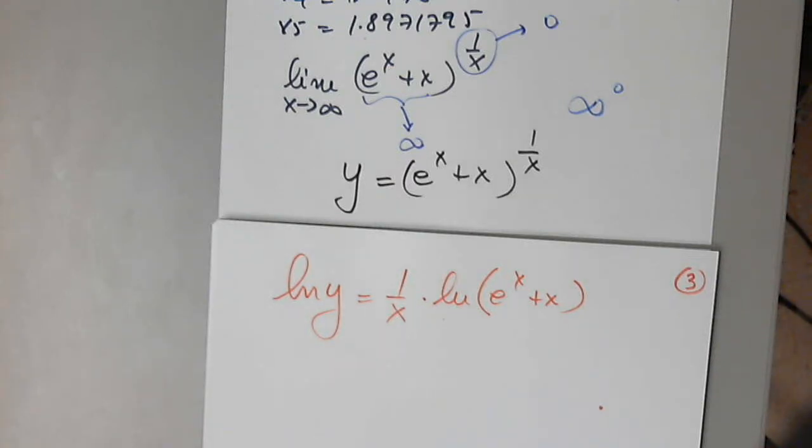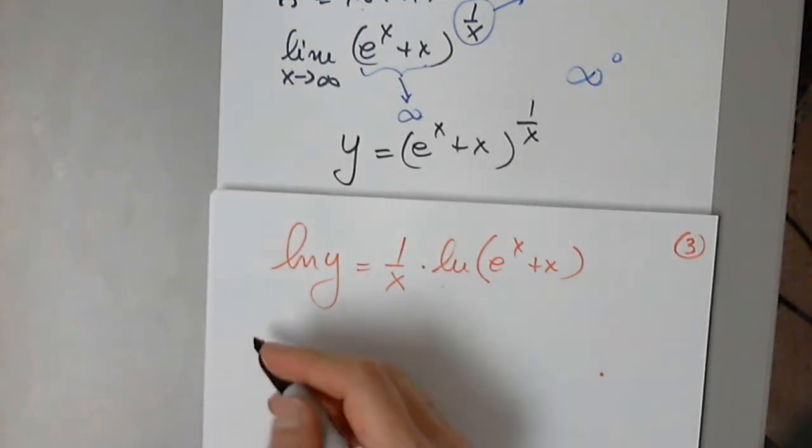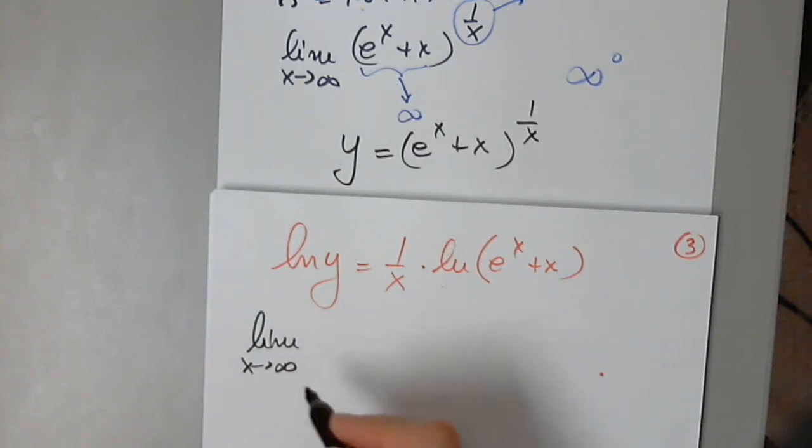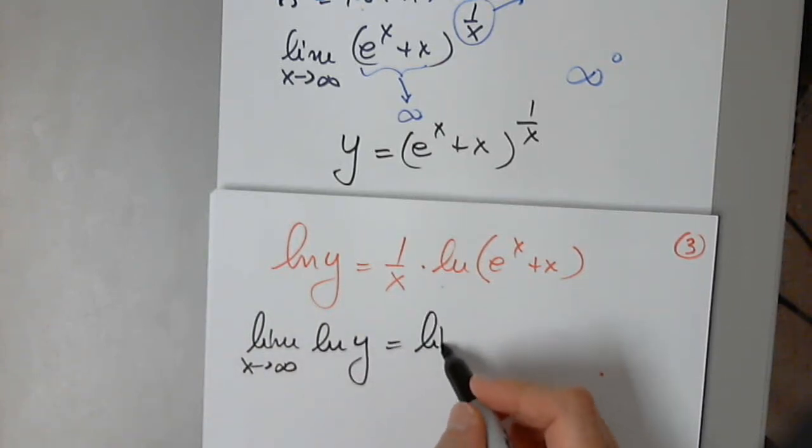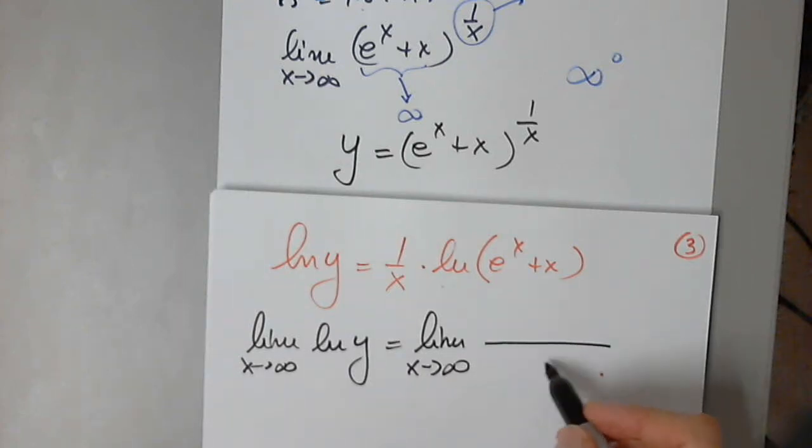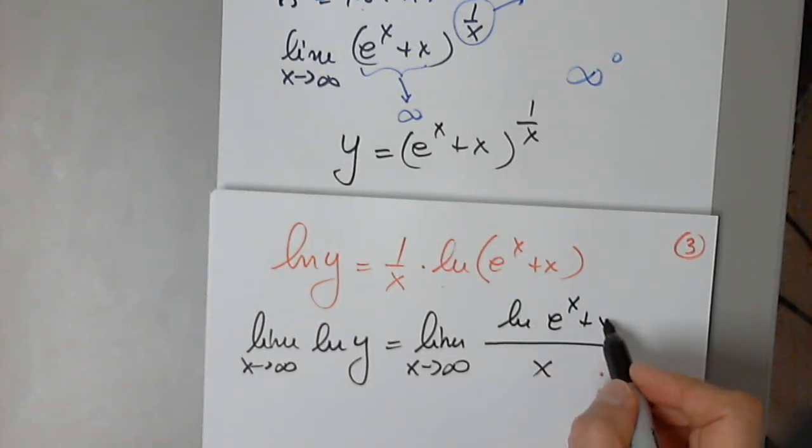Okay, so we denoted the function by y. We apply natural log to both sides. We brought 1 over x in front and then natural log of e to the x plus x. Good. So first step we check. Second step we denote the function by y. Third step we apply natural log. What is the fourth step now? Apply limit to both sides. That's our next step. So then the limit as x approaches infinity of natural log y is the limit as x approaches infinity of natural log of e to the x plus x.